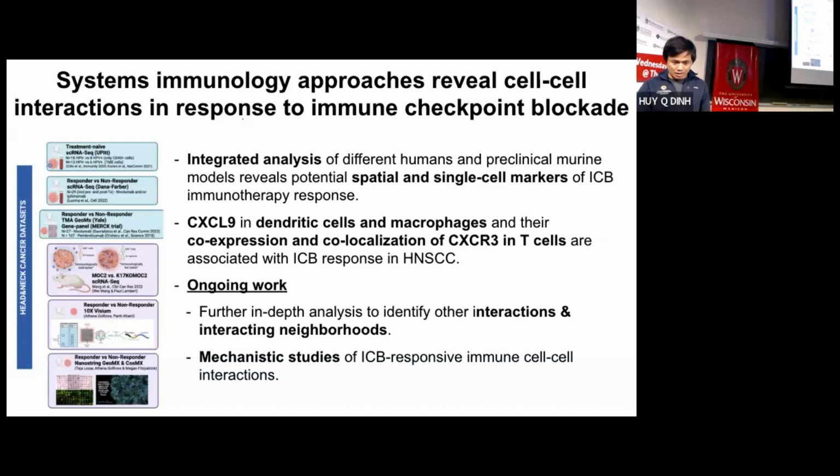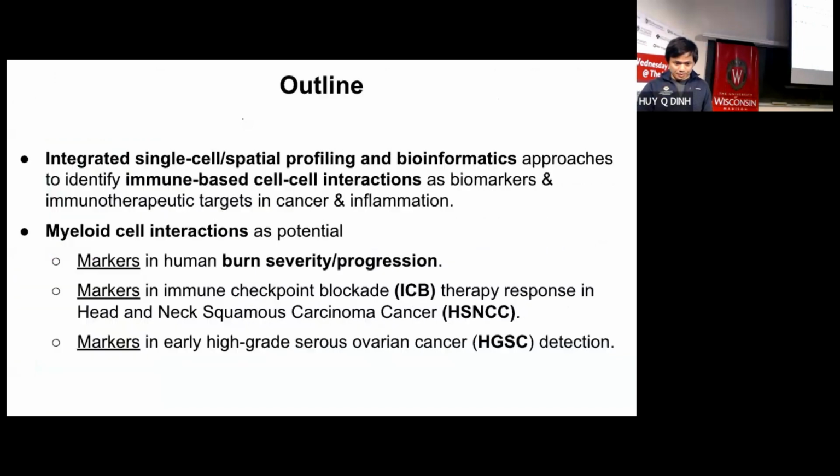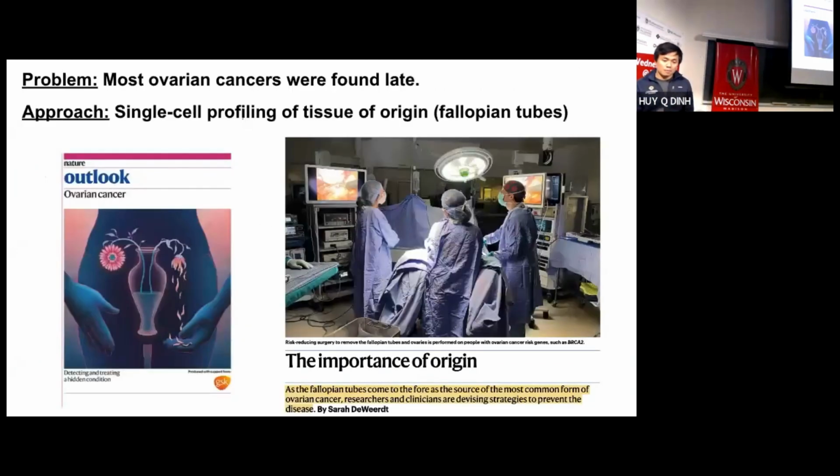Okay, so I'm going to talk about the last part, and you can ask questions after that as well. Now I'm going to show you how we use the same approach to identify early markers in ovarian cancer detection. As you all know, sadly, most ovarian cancer patients are found very late. That's why the survival rate for this disease is devastating. Over the last 10 years, I don't think there's been a significant improvement yet.